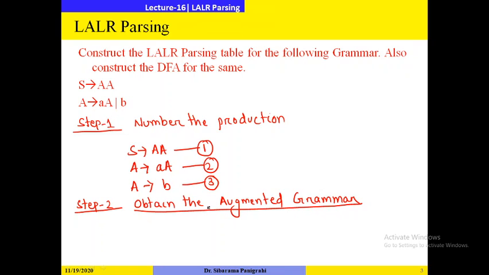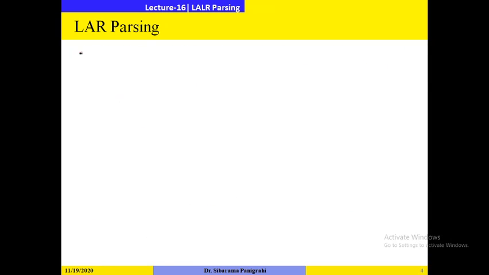In the augmented grammar, you know that we will add one extra production. Let's say S' gives S, and all the other productions will remain as they are: S gives AA, A gives AA, A gives B. Now what will we do? In step number 3, we will find the canonical collection of LR1 items.